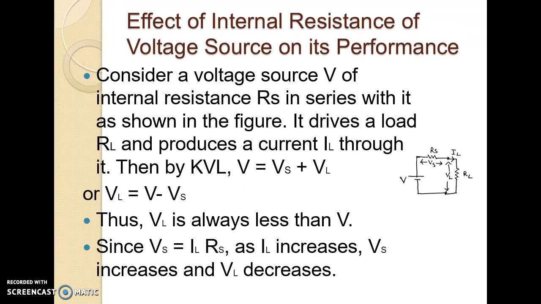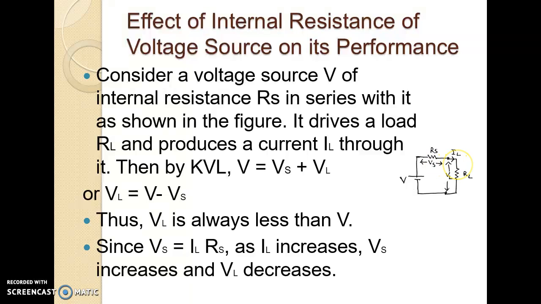Consider a voltage source V of internal resistance Rs in series with it, as shown in the figure. It drives a load RL and produces a current IL through it. If you look at this figure, this is the voltage source battery V whose internal resistance is Rs, and it is driving the load RL. Now what is this load? This load is any appliance that we are going to use. For example, if it is a fan, then the load is the fan. We represent any load by the resistance RL for ease of analyzing the circuit.